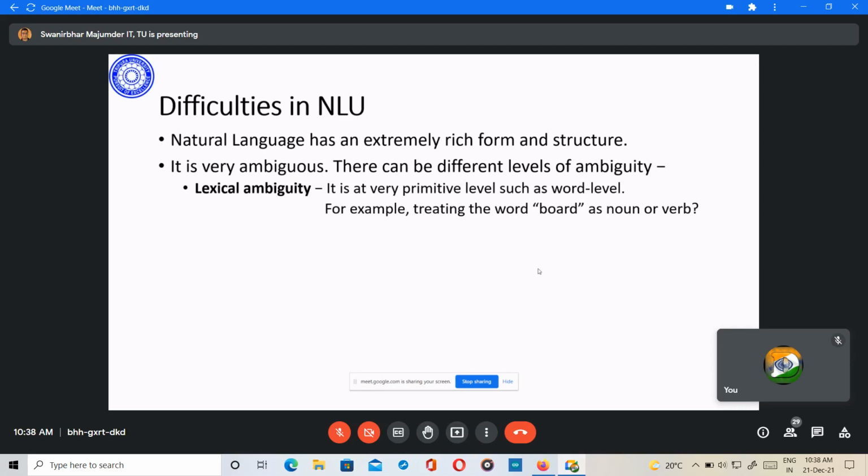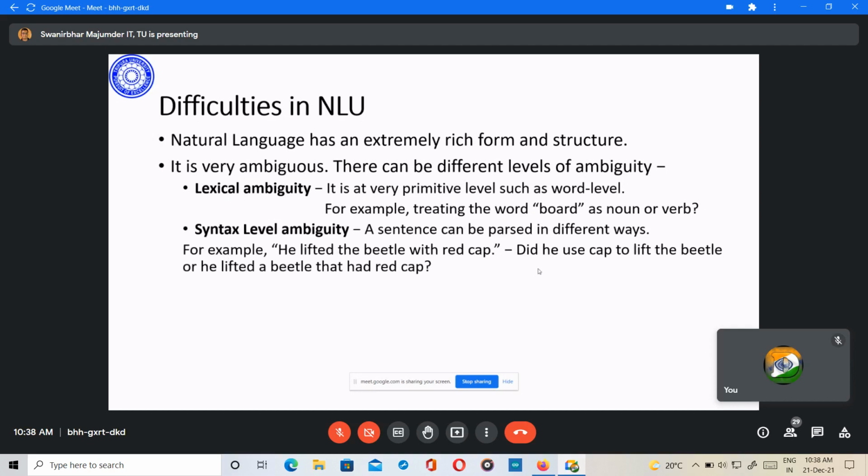Okay, so coming to syntax level ambiguity. Now when you have syntax level ambiguity, like if I say, he lifted the beetle with red cap.